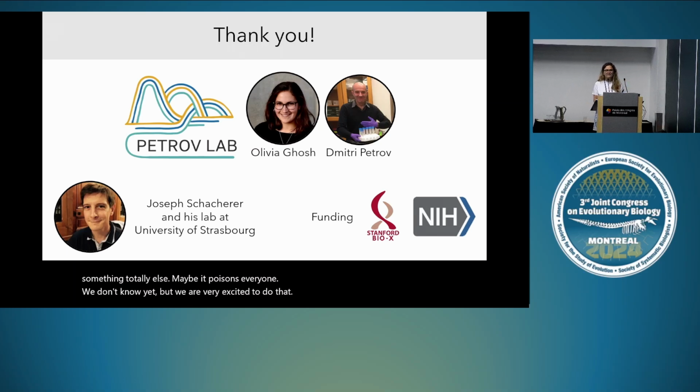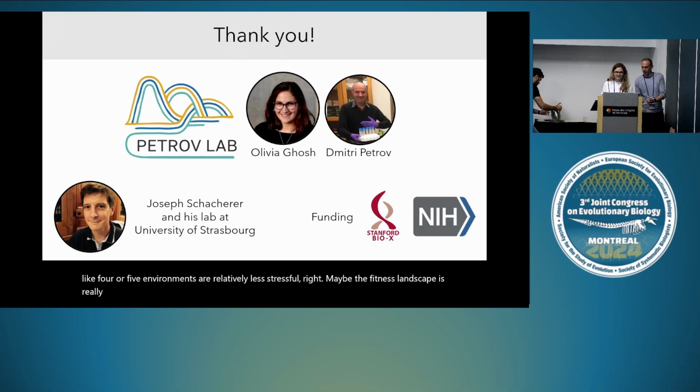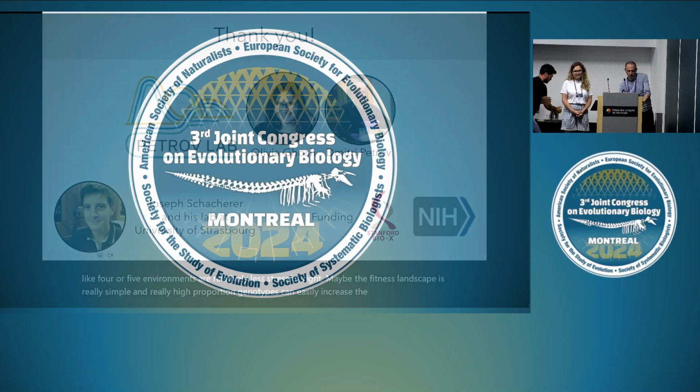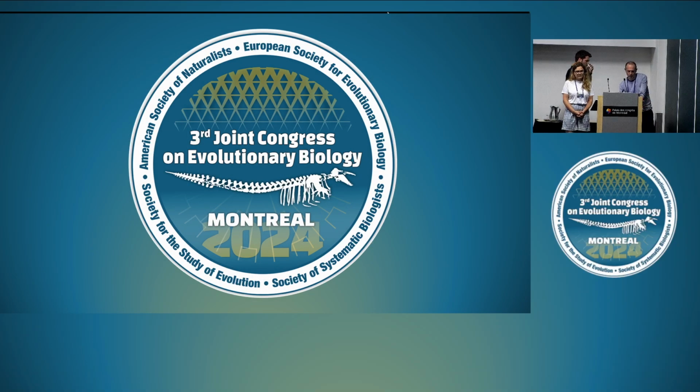How much is known about the fitness landscapes in these environments and how the difference in the stress of these environments? If you have 4 or 5 environments, some are relatively less stressful, right? Maybe the fitness landscape is really simple and really high proportion genotypes can easily increase in frequency, but in something more stressful, many of these other genotypes are close to a local peak, but there's a great peak to be had, right? Now you have an opportunity for the less frequent ones to explore that landscape and actually find the higher peak.